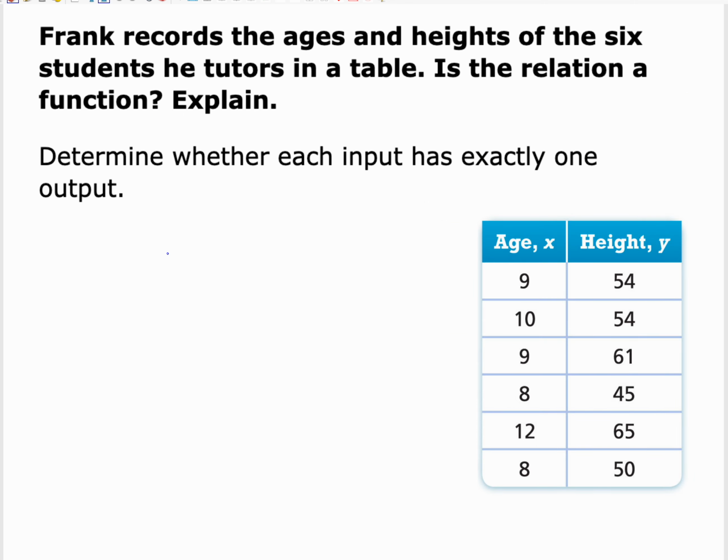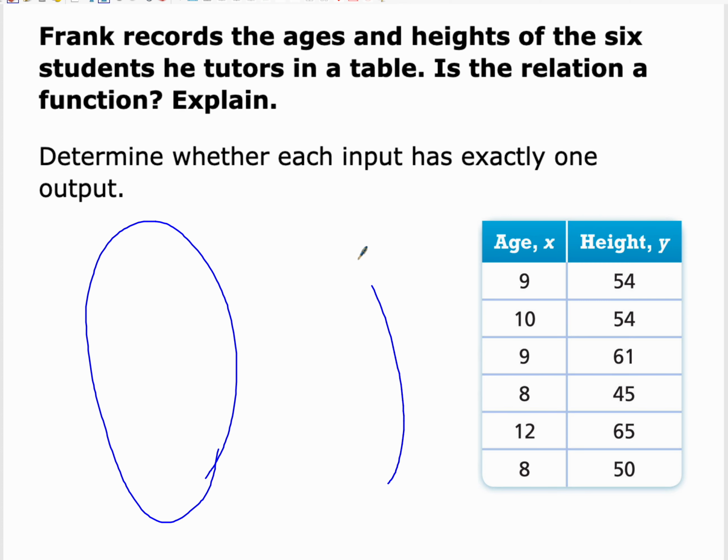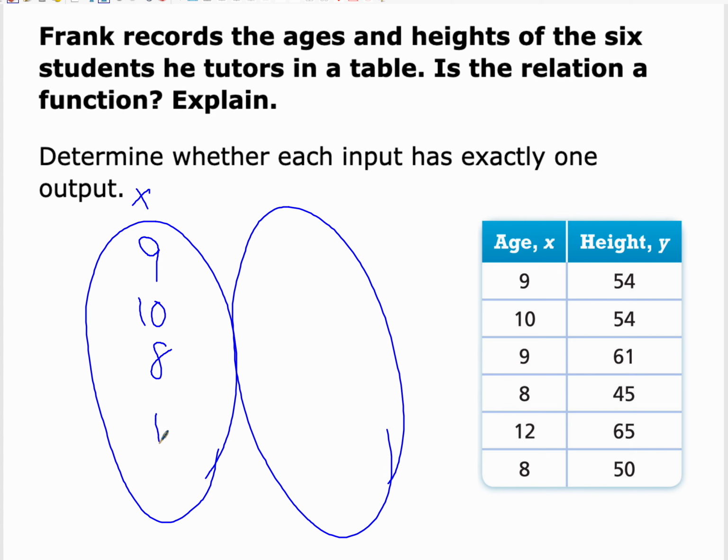All right, let's talk about this one. Frank records the ages and heights of the 6 students he tutors in a table. Our first step is to create our arrow diagram, okay? And so what goes in my input side? 9, 10, 9, 8, 9. Okay, 9, 10, and then we don't repeat numbers. So I'm not going to put 9, 10, 9. I'm going to put 9, 10, 8, 12. And then don't repeat the 8.